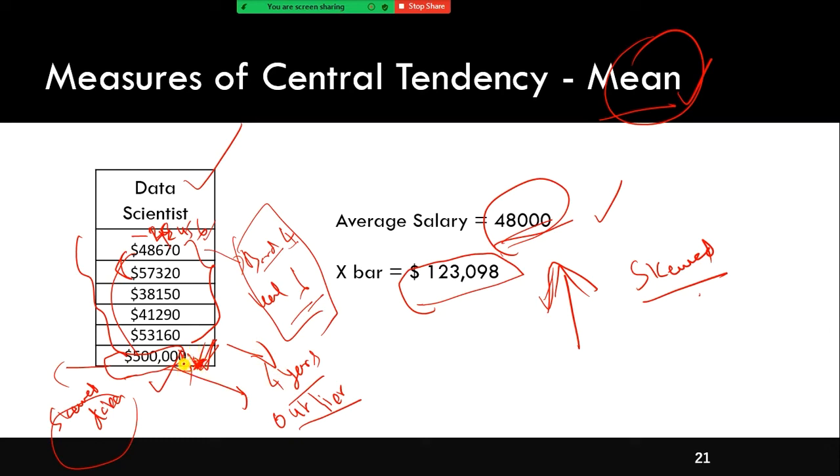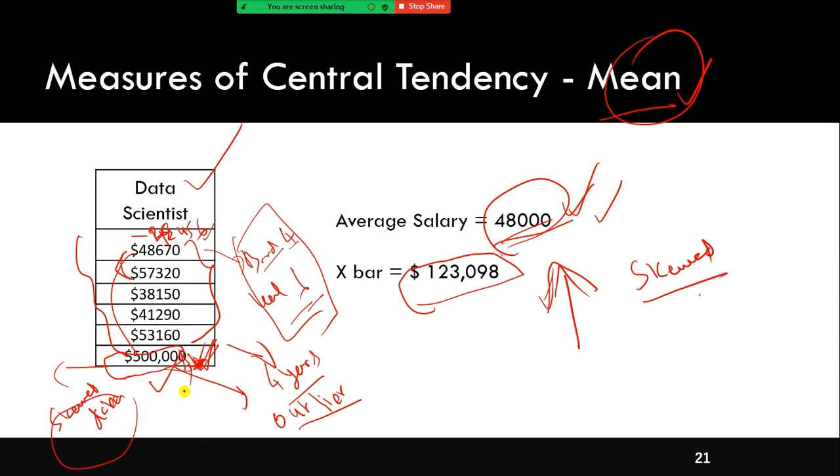In that case, you have to include this data also when you compute the average. But if you exclude it, you get this one. It's good. If you tell your friend, hey, if you join my company, on an average you can expect 48,000 given your 4 years experience. You will not tell this one.